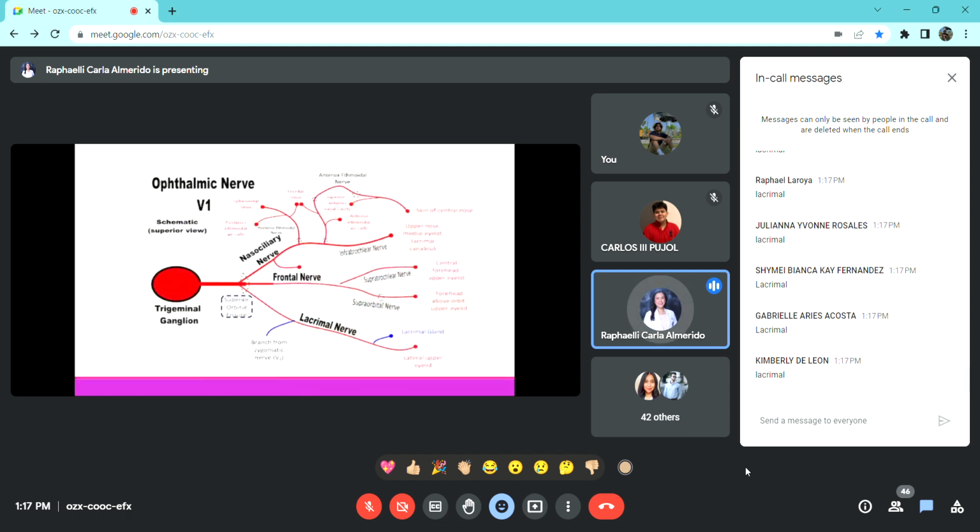Ayan. Sige, let's continue. So, this is a summary diagram of the first branch of your trigeminal nerve. So again, you have your nasociliary nerve. Okay. You have the frontal and the lacrimal nerve. So if you're done with your activity last time, okay, so these are the parts I should see on your activity also. Okay, so small lang naman ng ophthalmic nerve. So for this module, the bulk or the focus will be the second and the third branch.